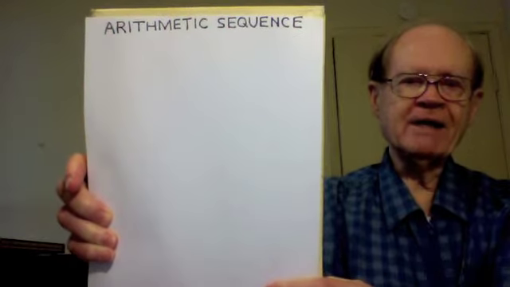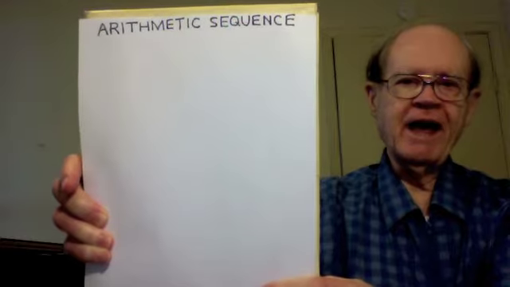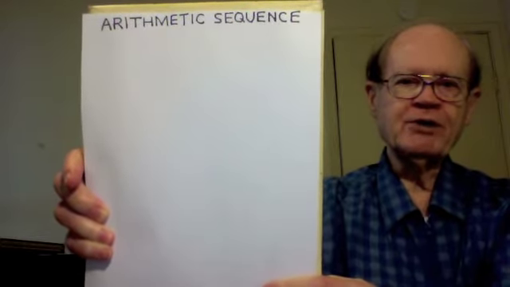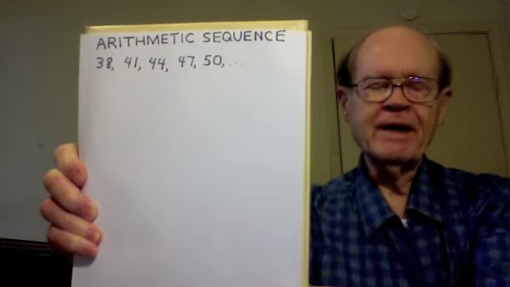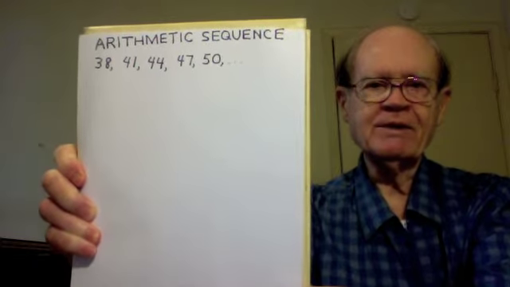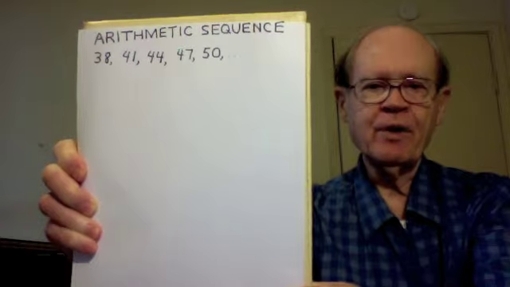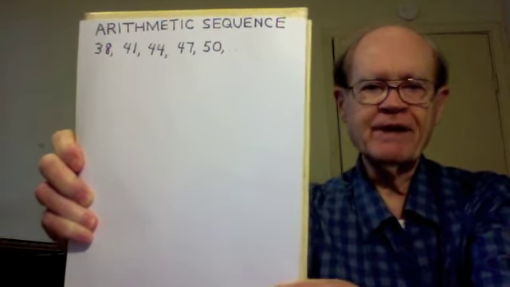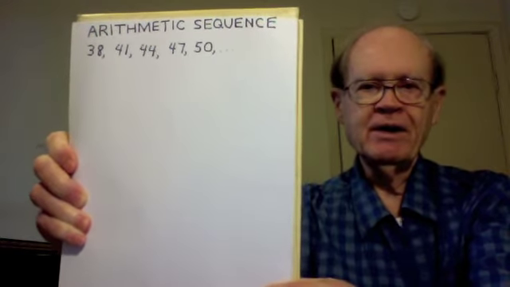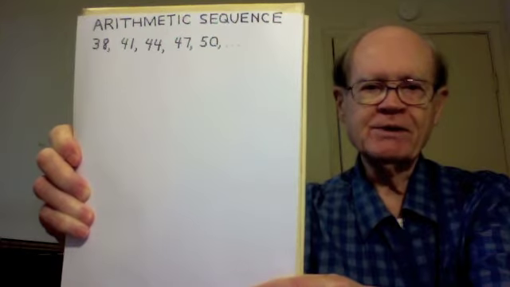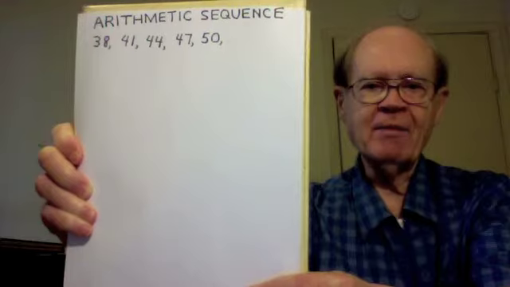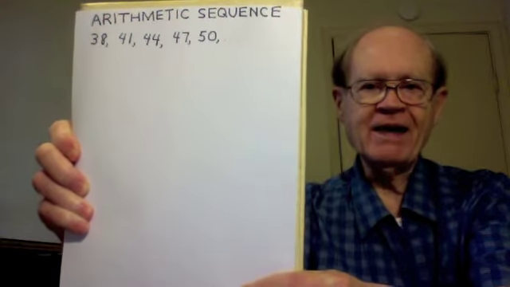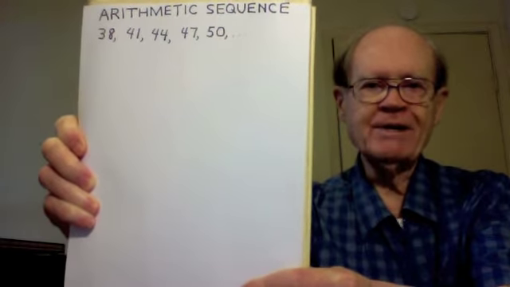arithmetic sequences. An arithmetic sequence is by definition a list of numbers in which you add the same number each time to get the next number. Here is an example of an arithmetic sequence: 38, 41, 44, 47, 50, and so on. Notice that to form the sequence, I start with 38 and then I add 3 each time. That number that I'm adding each time, 3, is called the common difference.